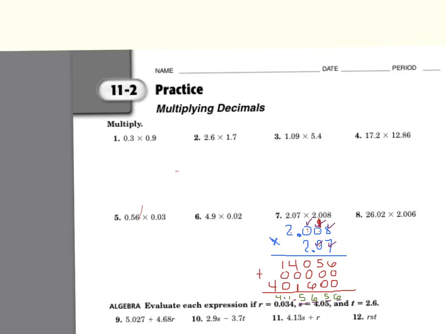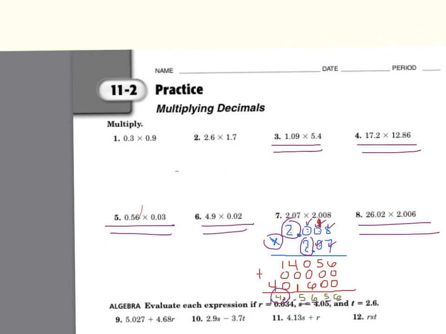So my answer is 4 and a little bit more than 4. Let's see if that even makes sense. Is that a reasonable answer? My first factor is 2, and a little bit more. My second factor is a little bit more than 2. So 2 times 2 is 4. And my answer is a little bit more than 4. So it makes sense. Okay, you're going to do on your own number 3, 4, 5, 6, and 8. You do that on your own.